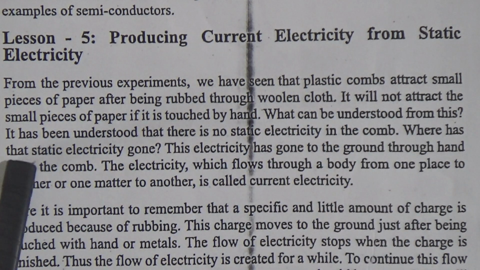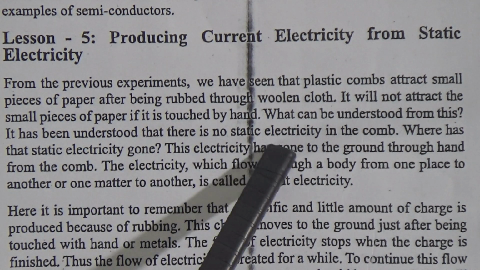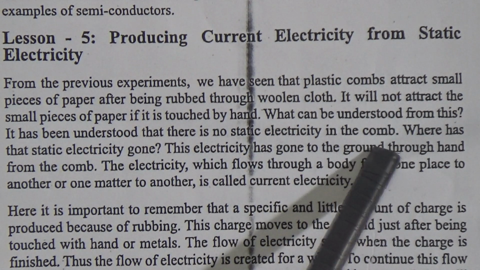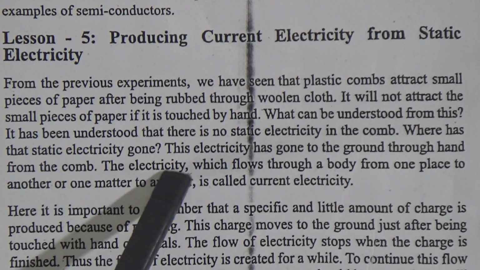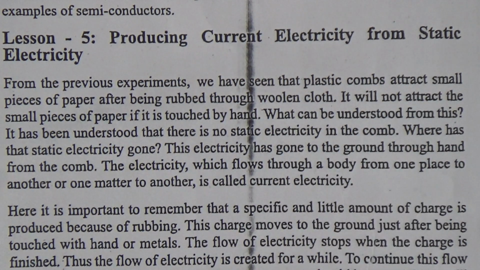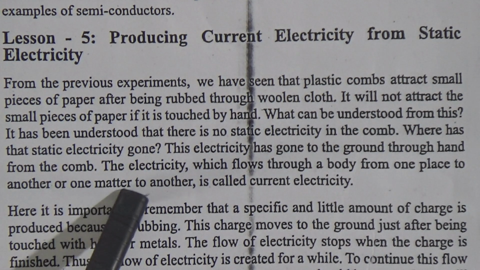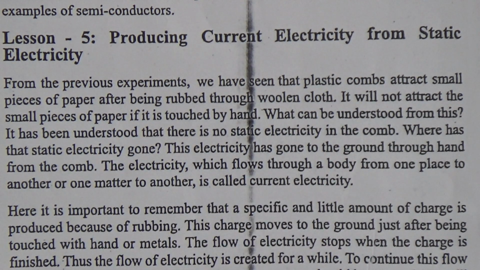Where has that static electricity gone? This electricity has gone to the ground through the hand from the comb. The electricity which flows through a body from one place to another, or from one matter to another, is called current electricity.